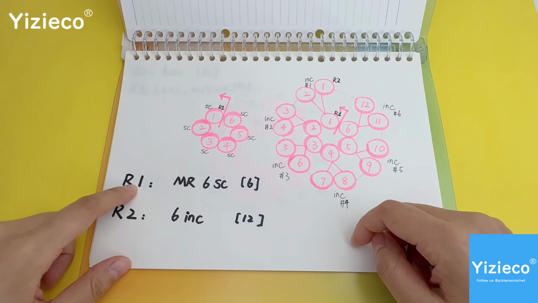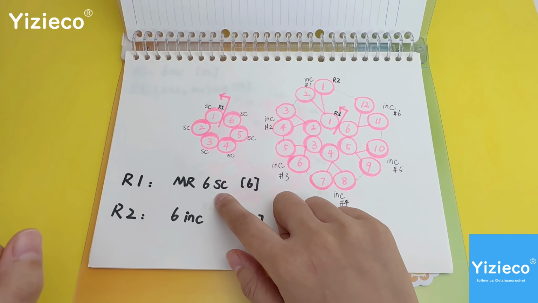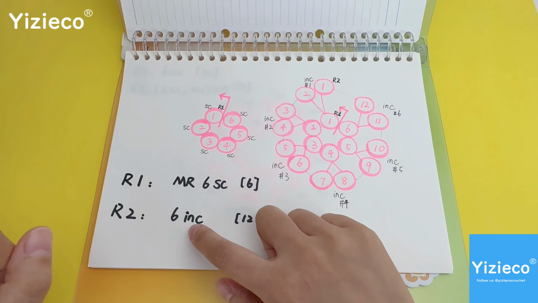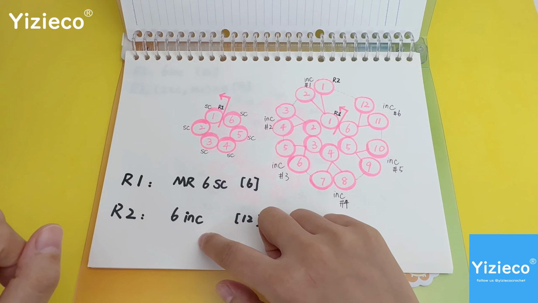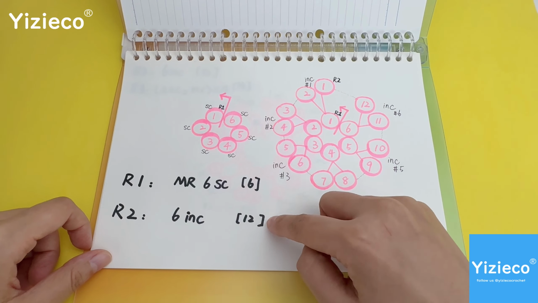The R stands for round. MR is short for magic ring, or magic circle, magic loop. They are the same thing. SC is short for single crochet stitch. The INC here is short for increase stitch, which is work 2 single crochet in the same stitch. Let's look at the number in brackets. They are the total stitch count of that round.